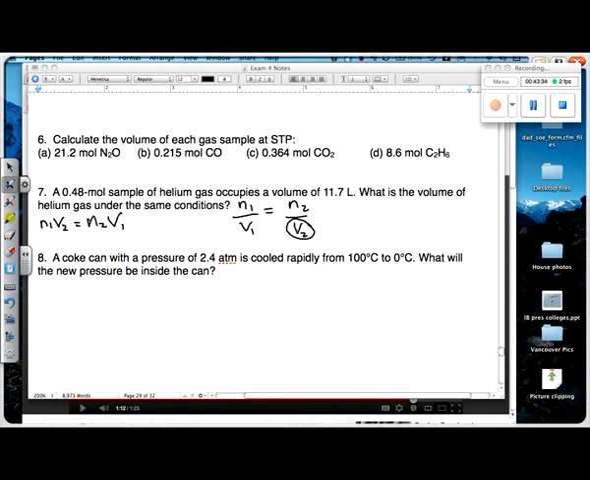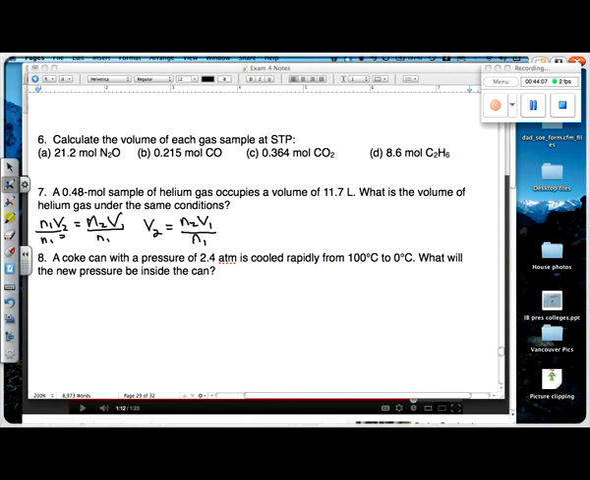I am looking for V2, so I'm going to be dividing both sides by N1. So my V2 is equal to N2 V1 over N1. Okay, a little more erasing. Alrighty, so now let's plug our numbers in. Wait, I left something out, sorry.